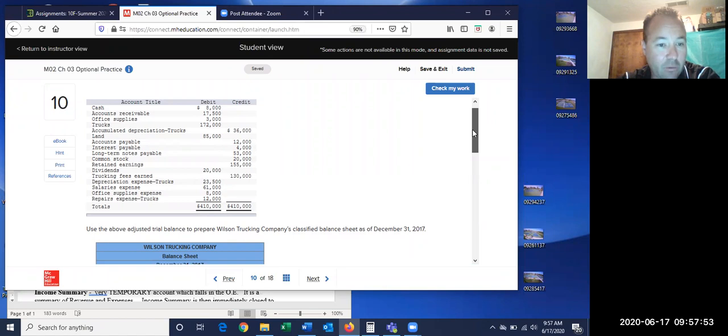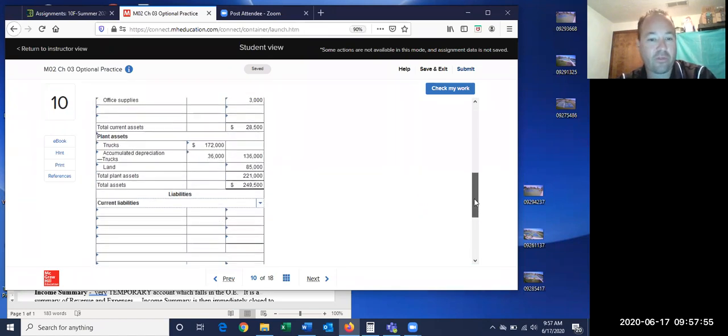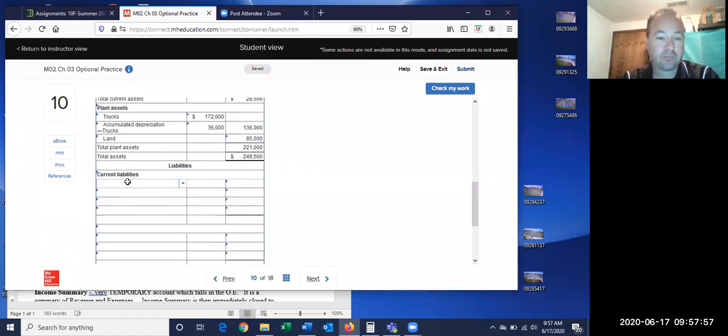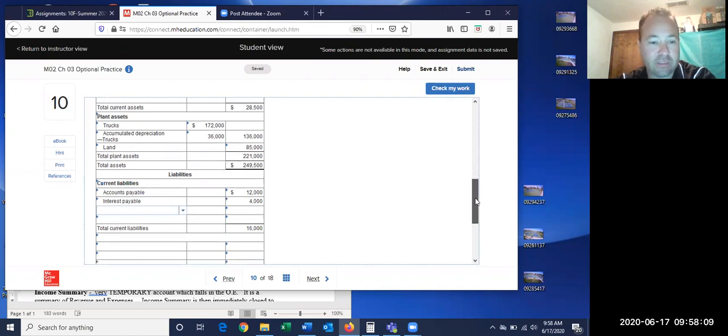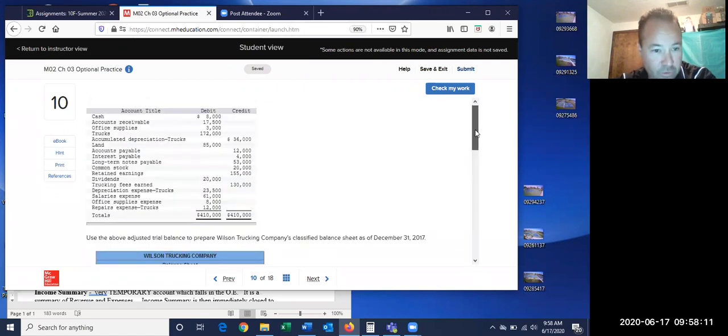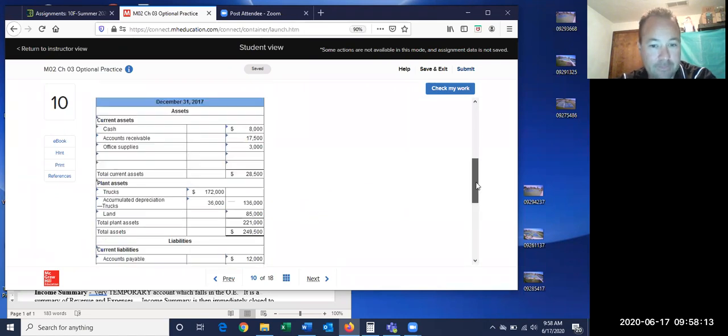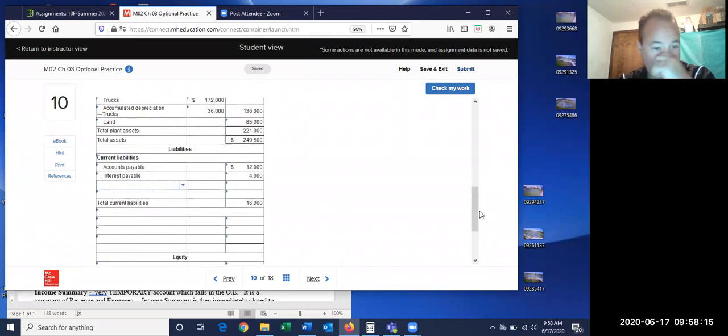So we've got accounts payable and interest payable, 12 and 4,000 each. So we can put these in. Accounts payable, 12,000. And then we had interest payable, 4,000. Always have to go back and make sure I didn't read those wrong. Yep, 12 and 4. That's our total current liabilities.